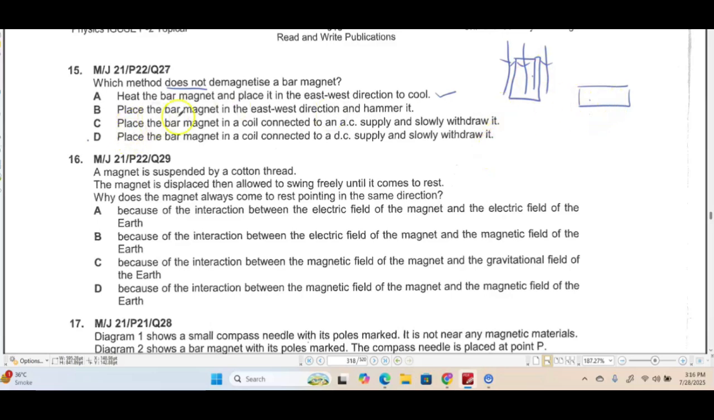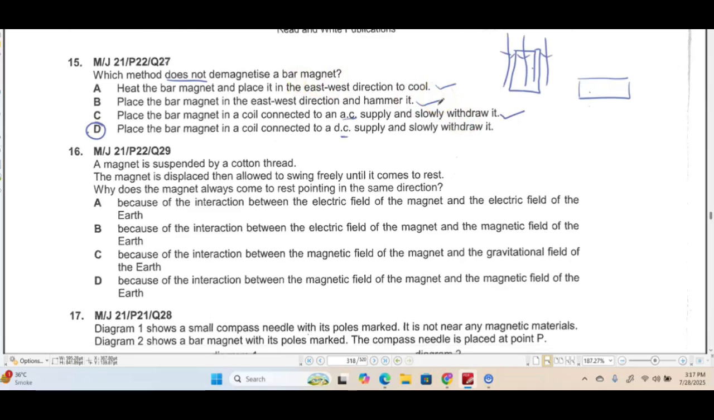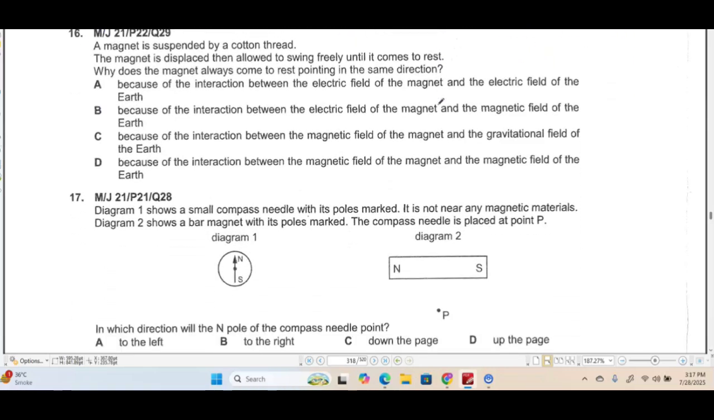So this is correct. Place the bar magnet in the east west direction and hammer it. Yes, this is also a correct option to demagnetize bar magnet. Place the bar magnet in a coil connected to an AC supply and slowly withdraw it. Yes, AC supply it is going to get demagnetized. And D, place the bar magnet in the coil connected to a DC supply. Yes, this is the only option that is not going to demagnetize a bar magnet. All three others are going to demagnetize the bar magnet. Okay. So question number 16.